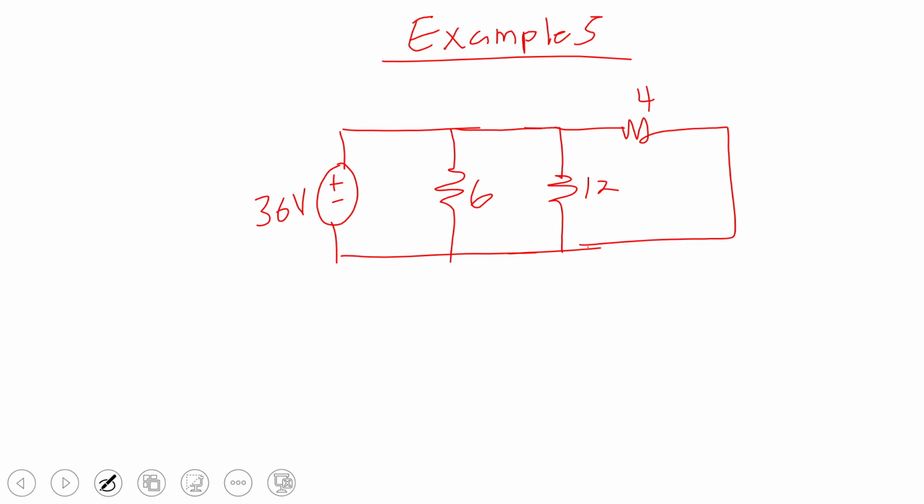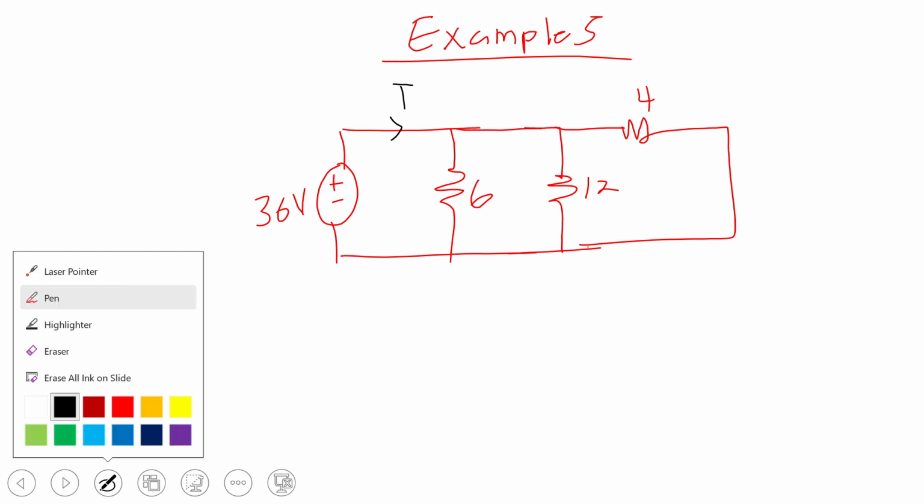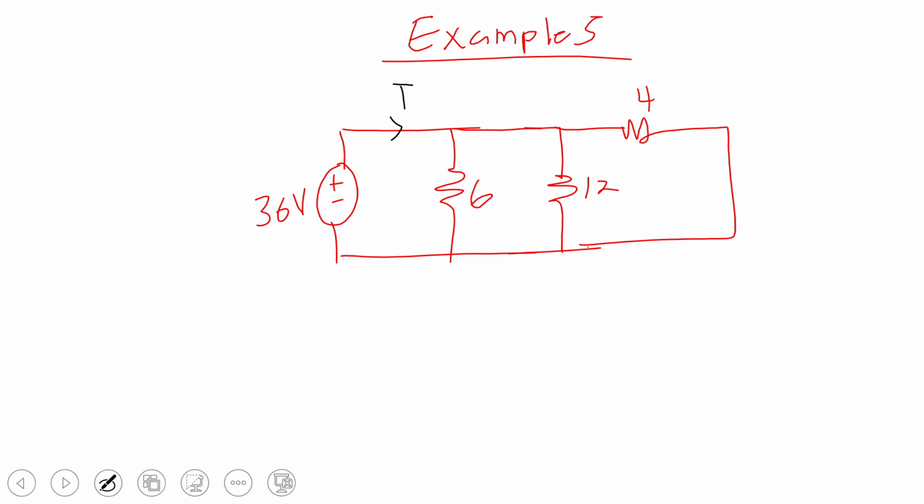Now, lastly, let's look at this question and it will explain the concept of the current division rule well for you. Now we can see that here, what will be the total current here? The total current is going to be IT. IT here is going to be, first let's find the total resistance, 4 and 12 in parallel.